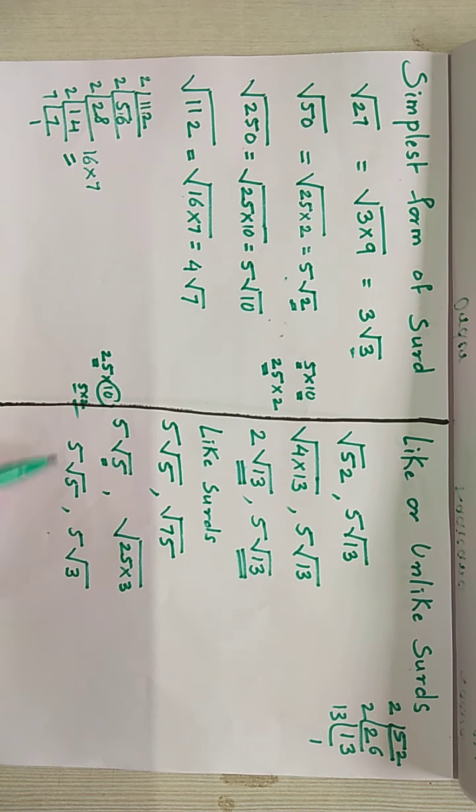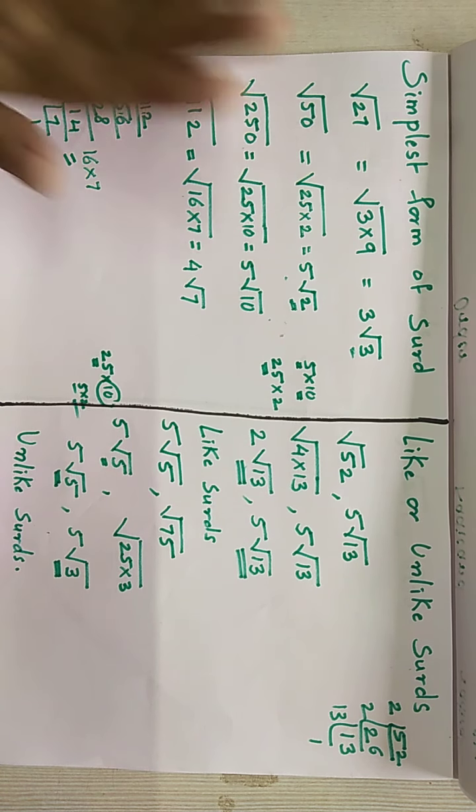So the two surds which are present over here have one radicand as root 5 and the other as root 3. If you observe, the radicand is not the same. So these both are unlike surds. They are unlike surds.